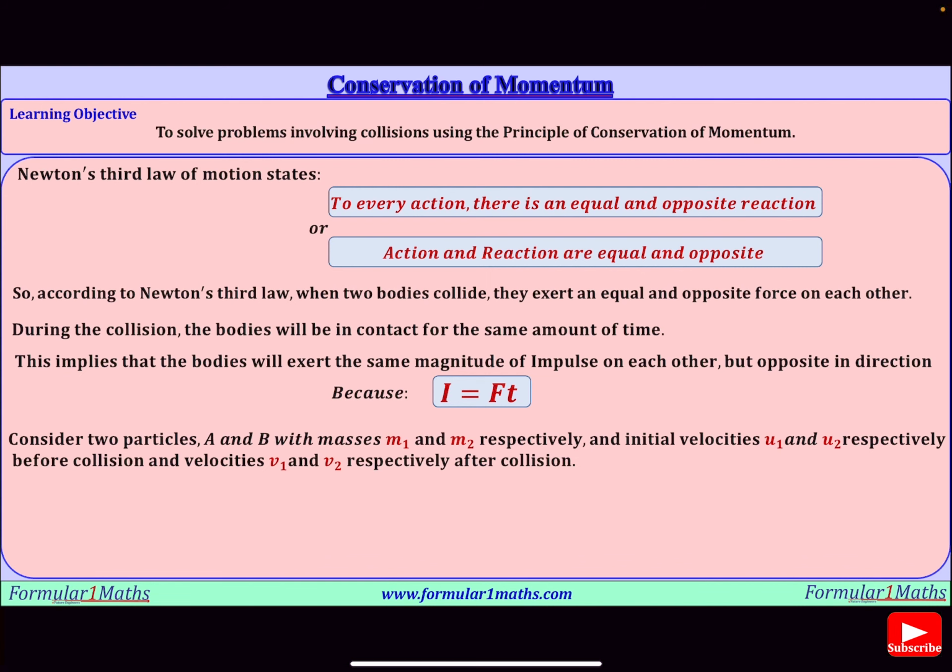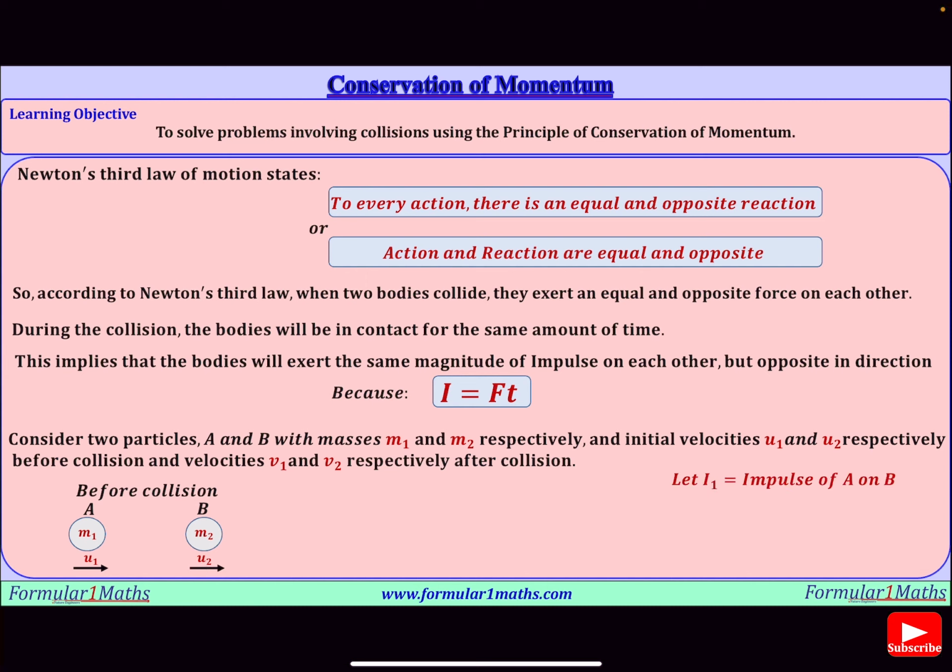So now, let's consider two particles, A and B, with masses m1 and m2 respectively, and also with initial velocities u1 and u2 respectively before collision, and velocities v1 and v2 respectively after collision. Then you have an initial situation like this, where A has a mass of m1 and an initial velocity of u1, and B has a mass of m2 and an initial velocity of u2.